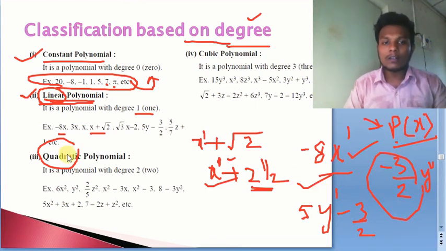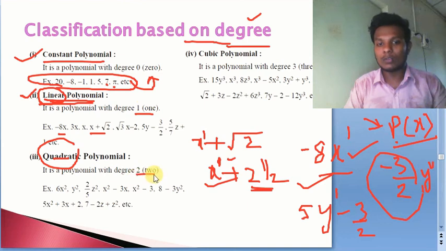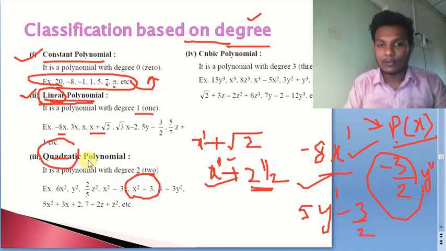Now what does quadratic mean? Quadratic means 2. So if the given polynomial is of degree 2, in that case we can say that it is going to be a quadratic polynomial. Now in all these cases, what are the examples? You can just go through it. The degree is going to be 2. That means the highest power of the variable, any variable.